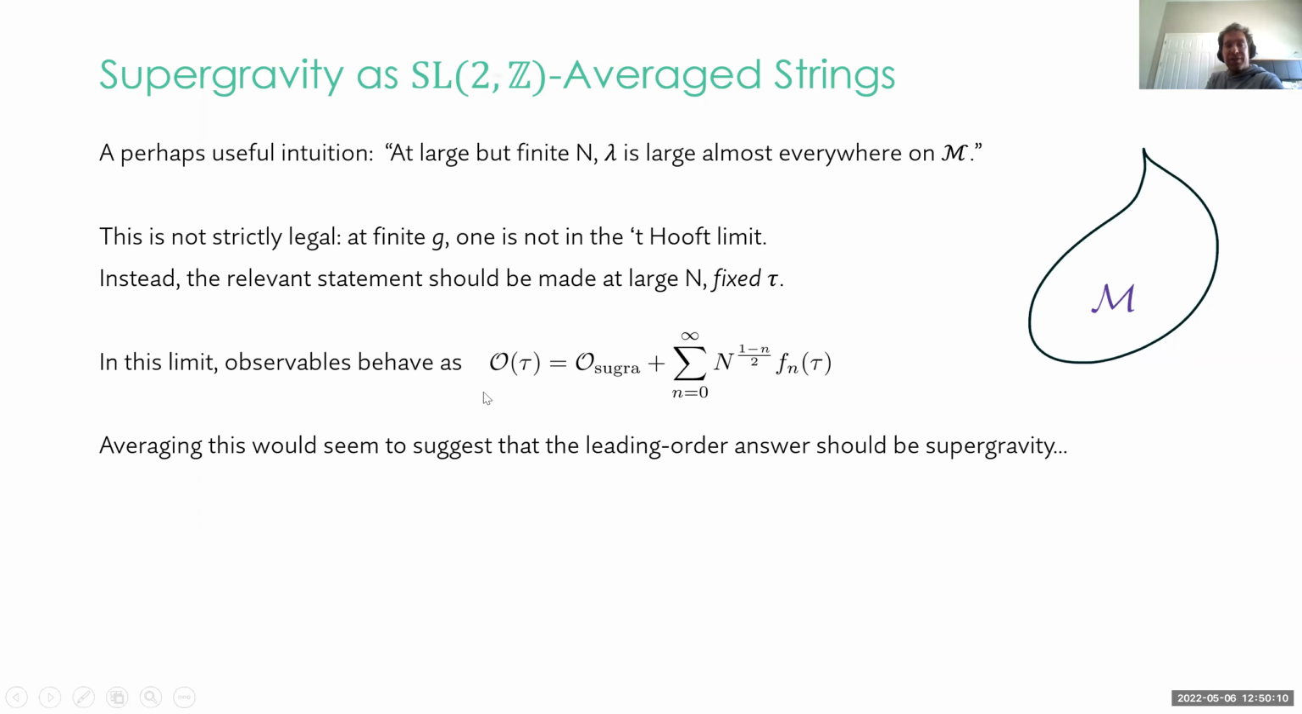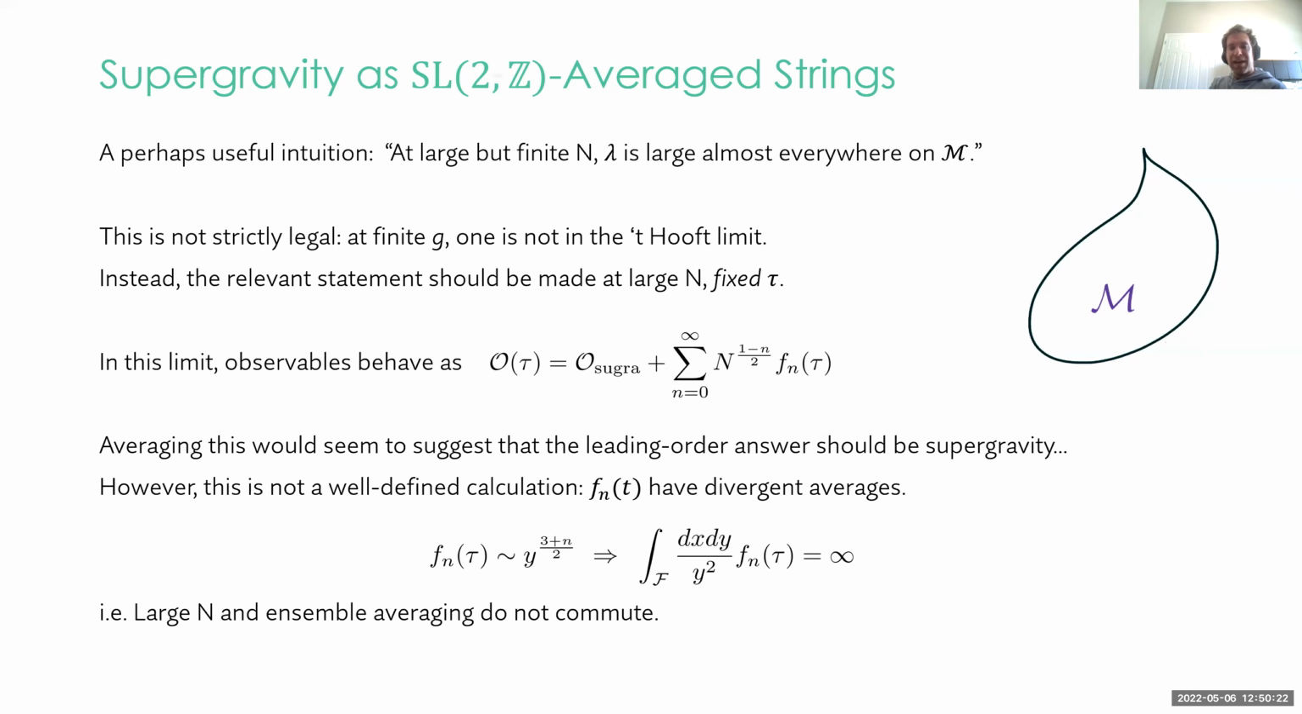And so if you took this expression and imagined averaging it, this suggests that the leading order answer should be supergravity, because the leading order answer has no tau dependence. So the normalized average would just give you 1. That itself is not well defined either, because these functions have divergent averages. Up at the cusp, they behave like power laws, and so when you integrate them, they will diverge. So you can't take large N first and then take the average.